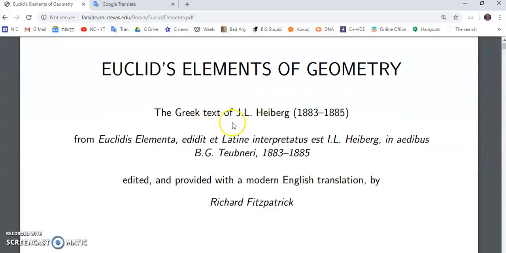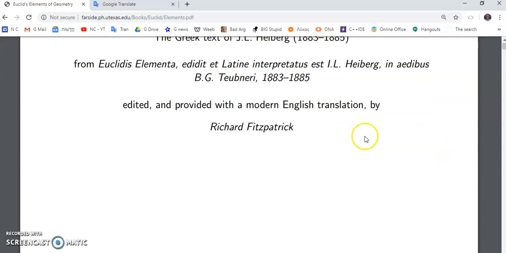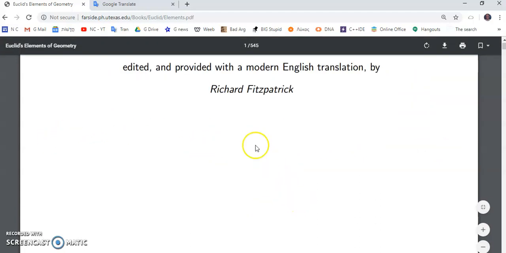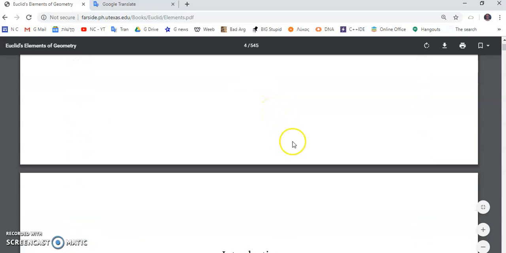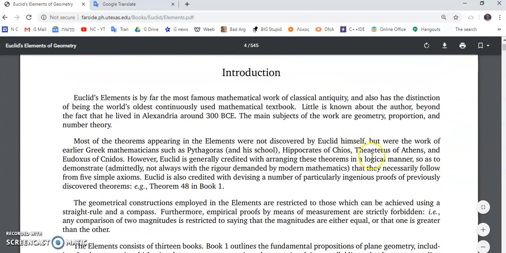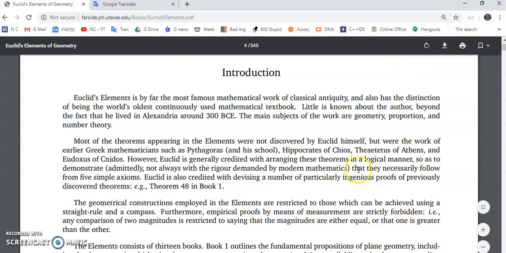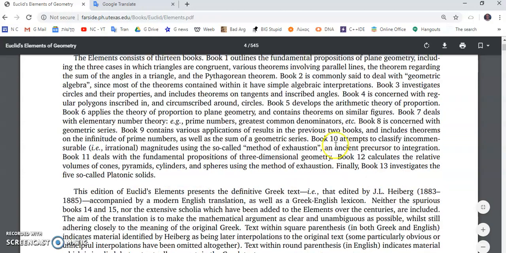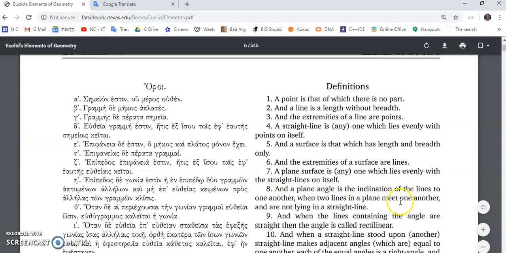Now, the very first translation was the one done by Heiberg, and it was again re-edited and provided with a modern English translation by Richard Fitzpatrick. And in this book here, in the introduction, Fitzpatrick calls the requirements or claims axioms. He says, without any foundation, that they necessarily follow from five axioms. Now, nowhere in the original text does it talk about axioms. You'll see now the original text is given on the left and English on the right.